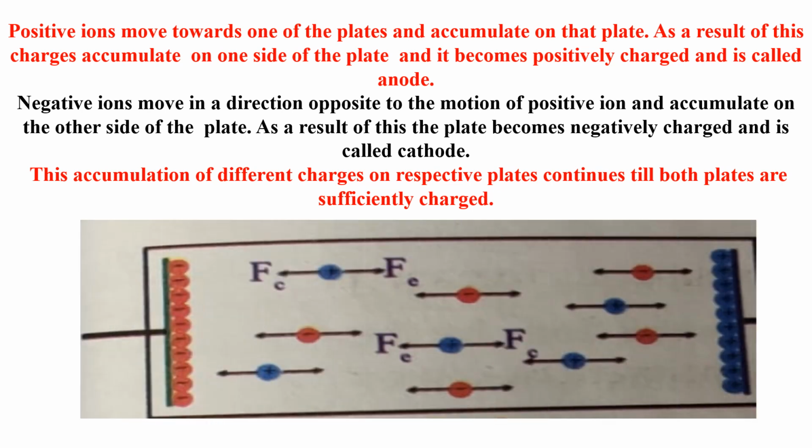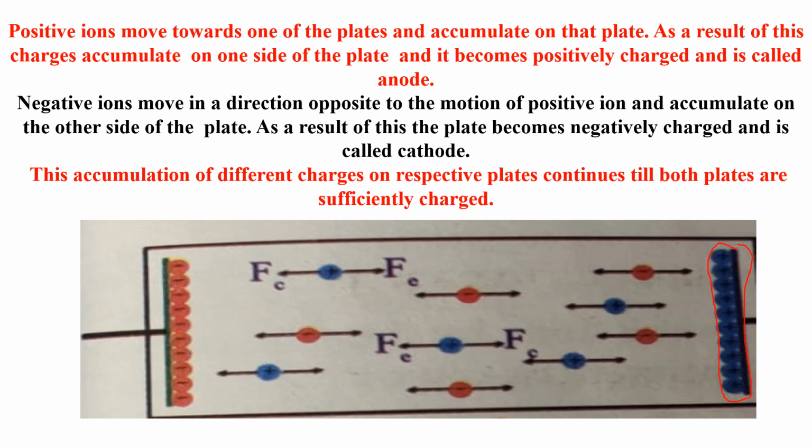See this image. Positive ions move towards one of the plates and accumulate on that plate. Here you can see that all these are positive ions. They moved and they got accumulated, they get fixed there. As a result of this, charges accumulate on one side of the plate and it becomes positively charged. And this positively charged plate is called anode.